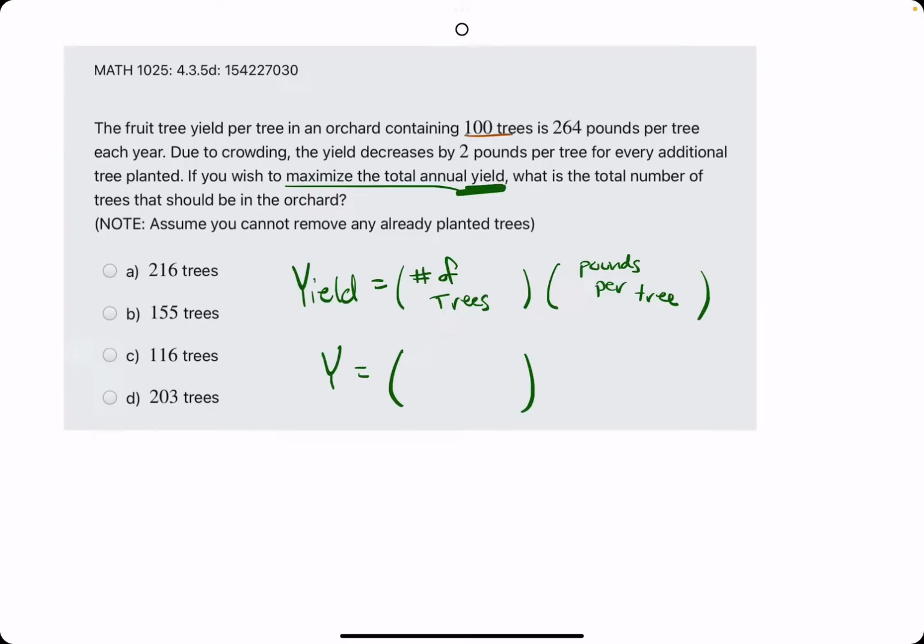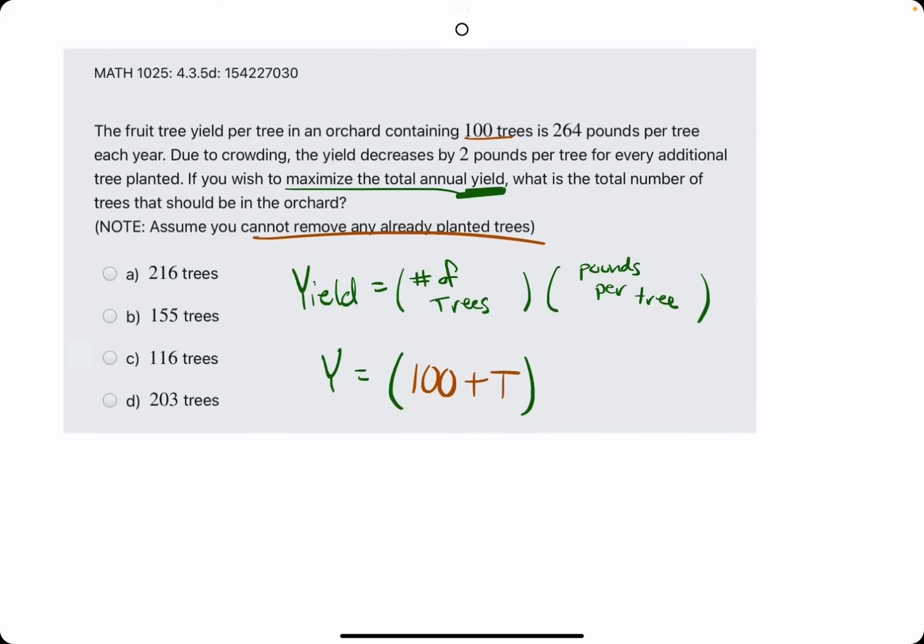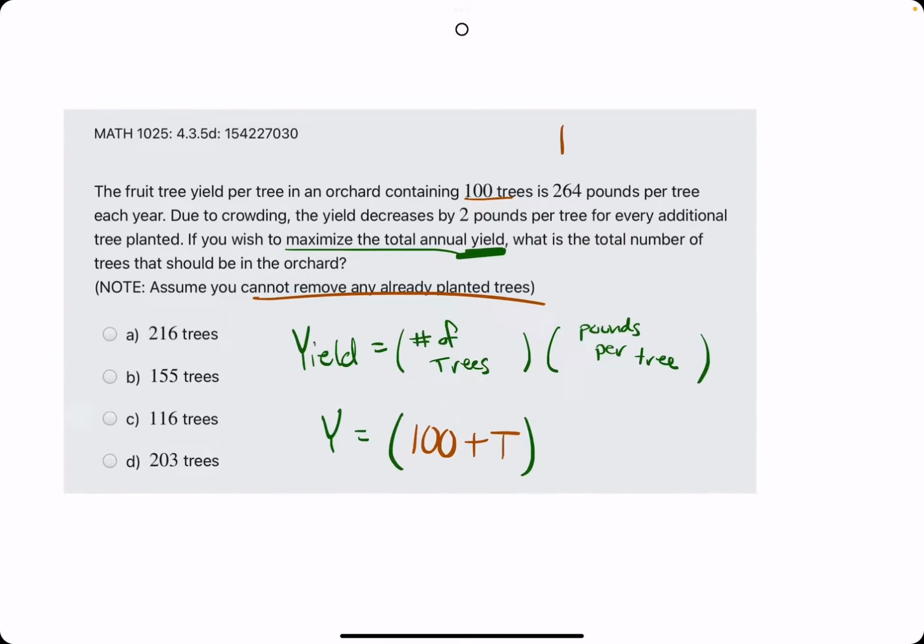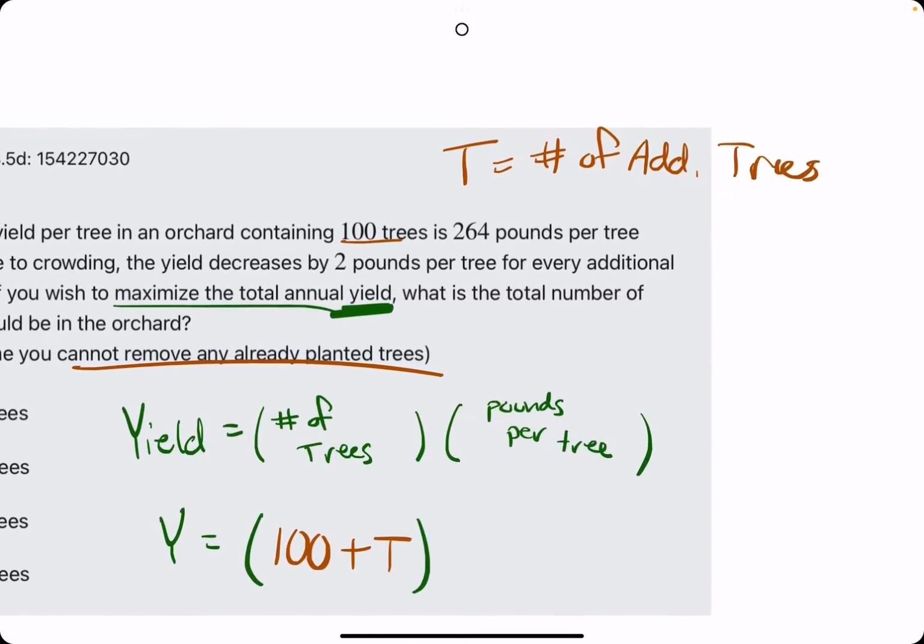They tell us it starts at 100, and they tell us we cannot remove any already planted trees. So really we are only adding additional trees, so 100 plus t, right?